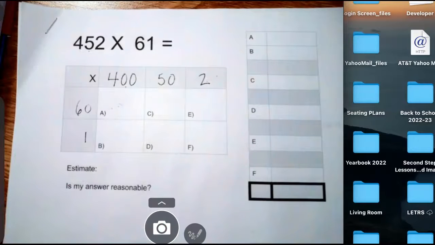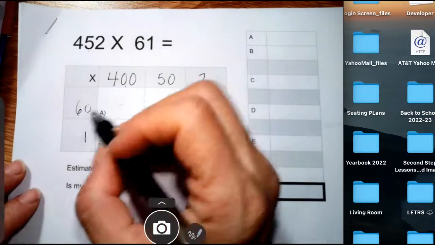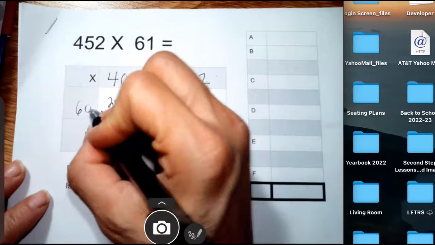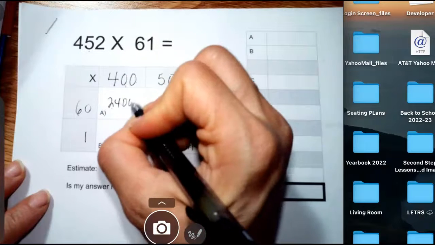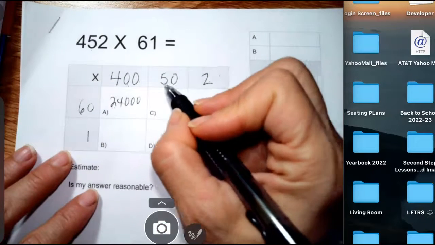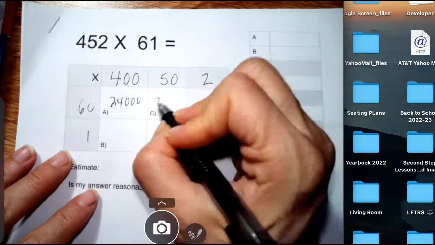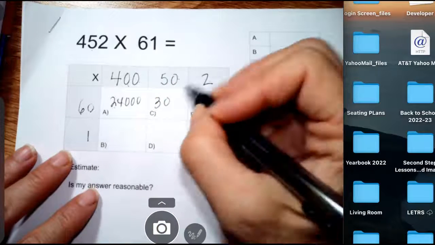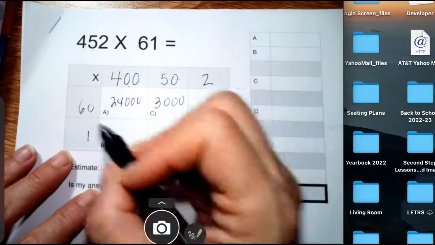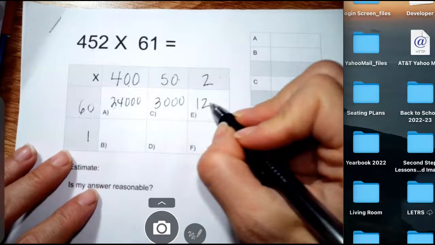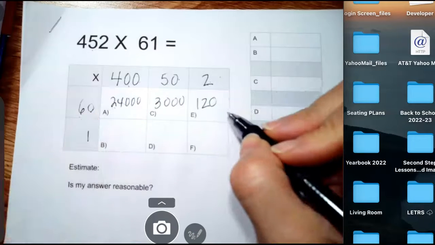So now I'm ready to multiply just like before. Again, 4 times 6 is 24, and I'm going to add 3 zeros. Again, you should be copying this down on your paper. Then we have 6 times 5, which is 30. And again, that's not part of the 2 zeros because I have 2 extra zeros on there. 60 times 2, I have 6 times 2, which is 12, and then I have 1 zero.